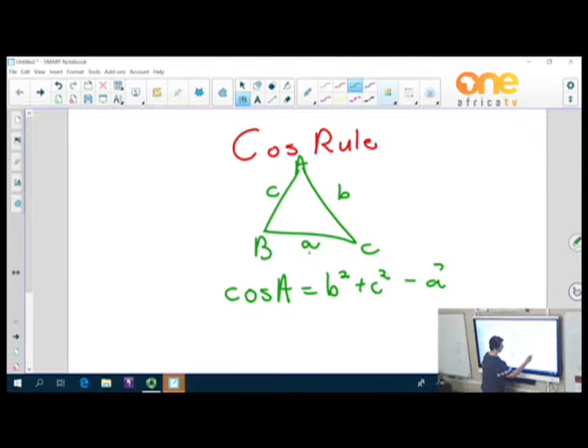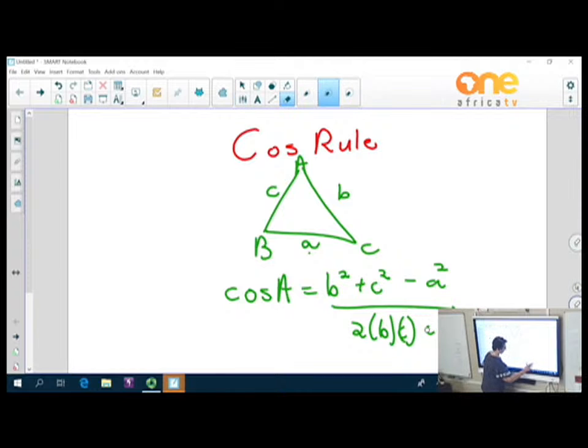minus A squared. Now this is the important thing, that the angle that you want to calculate, that is the side that you will subtract, over 2BC. If we want to find the angle cosine B, it is actually the same formula which we just algebraically change, but I prefer for you to learn it like this because otherwise you make mistakes when we do that.